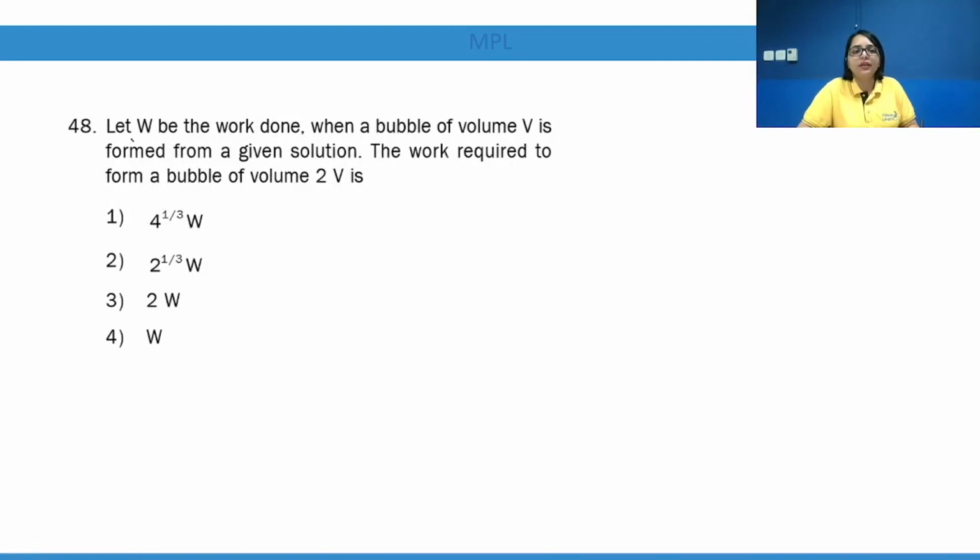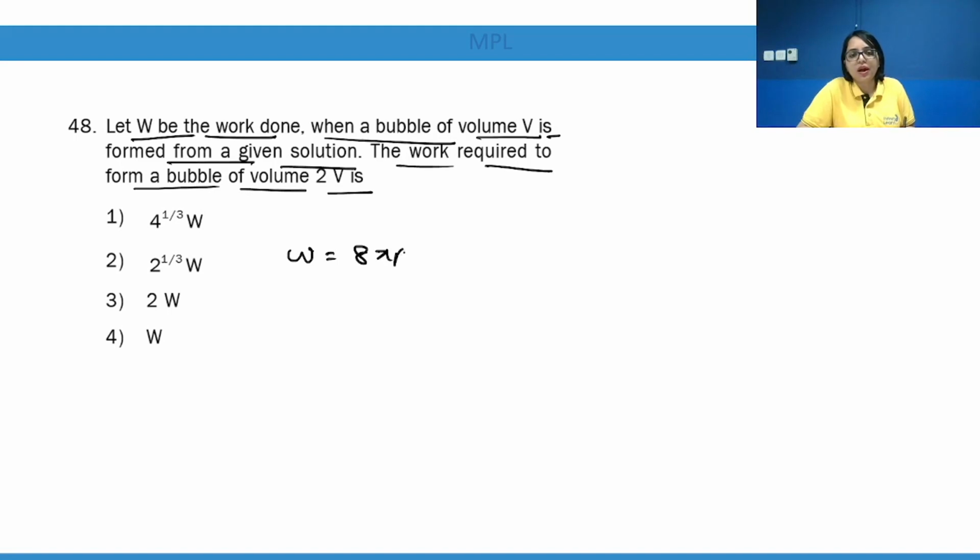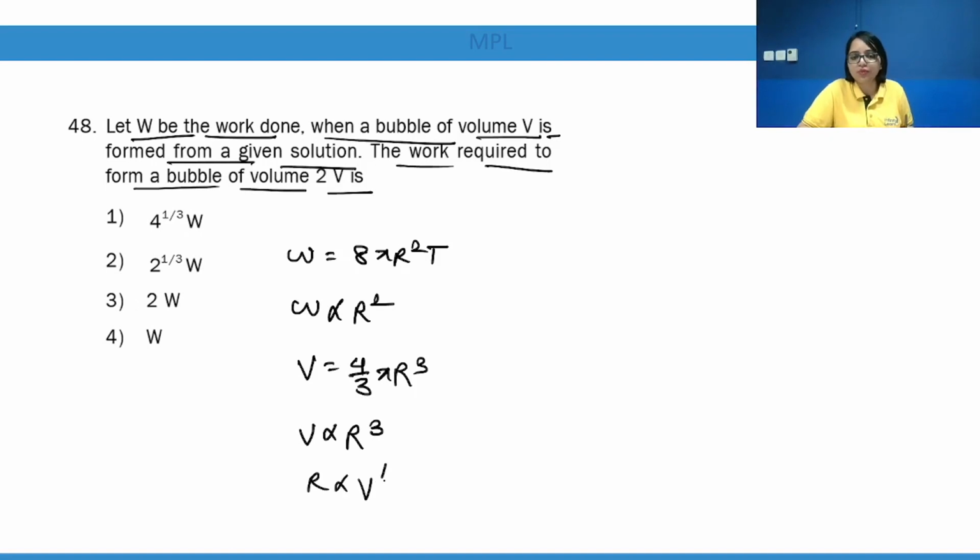Question number 48. Let W be the work done when a bubble of volume V is formed from a given solution. The work required to form a bubble of volume 2V is. So basically W is the work done, and this W is given as surface tension into change in surface area, right? So for soap solution, it will be 8 pi r square into T. So W is directly proportional to r square, but volume is given as 4 by 3 pi r cube. So volume is directly proportional to r cube, or you can say that r is directly proportional to volume power 1 by 3. So basically work done is directly proportional to volume power 2 by 3.